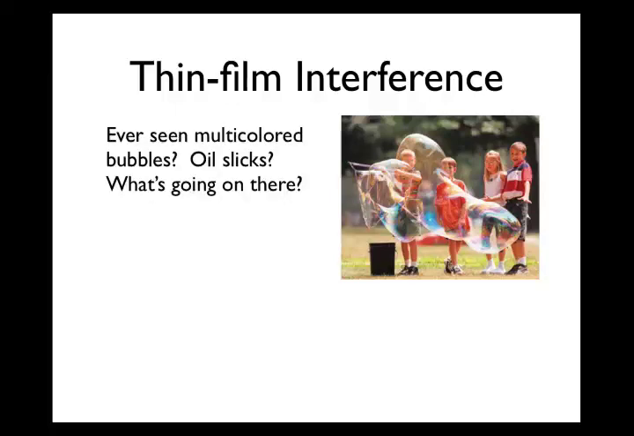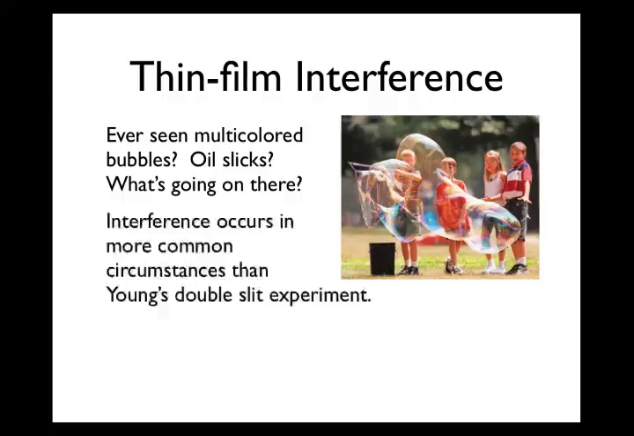The same phenomena, by the way, happens if you see oil on top of a puddle. You see all sorts of different shimmery colors in there. Well, this is another demonstration of the interference of light waves, and it occurs in more common places than Young's double slit experiment.